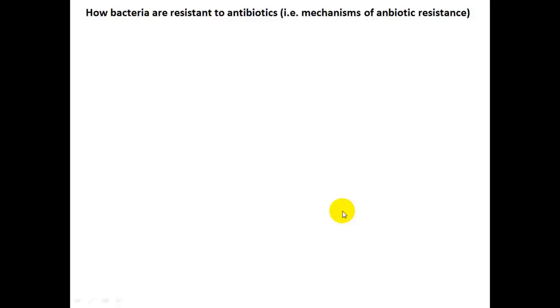Say that a bacterial cell acquires the gene, either through mutation or through conjugation, that allows them to become resistant to an antibiotic. What is it that that gene encodes for that actually allows them to not be harmed by that antibiotic? So we're going to take a look at 4 of those mechanisms of antibiotic resistance.